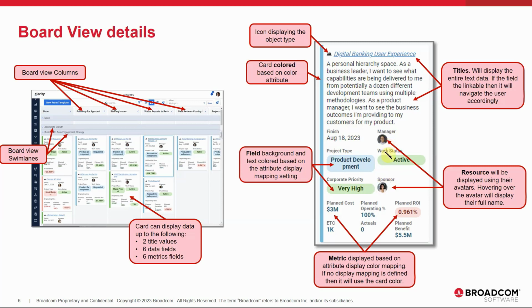If a resource attribute is used, then we will display the resource avatar, and hovering over it will display the full name of that specific resource. The metrics will display the color based on the attribute display color mapping. And if no display mapping is defined for the attribute, then we will use the card color to display the attribute data.